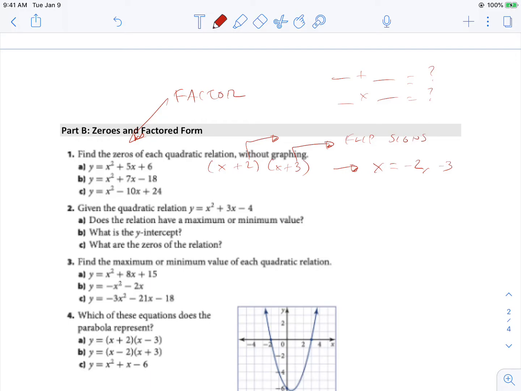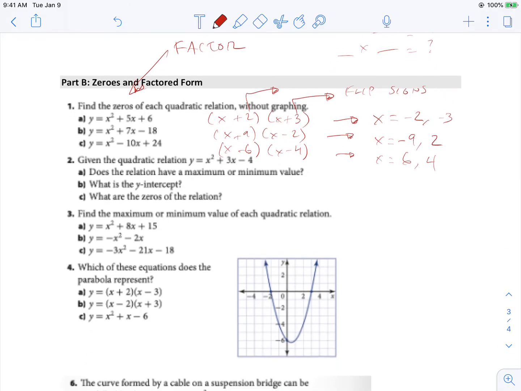Perfect. Okay, next one we have what multiplies to -18? Well, we have x plus 9 and x minus 2. So what are my zeros? Don't forget, we need to flip our signs. So we have x equals -9 and positive 2. And then we have what multiplies to 24 and adds up to -10. So we have x minus 6 and x minus 4. So remember, flip the signs. x equals 6 and 4.